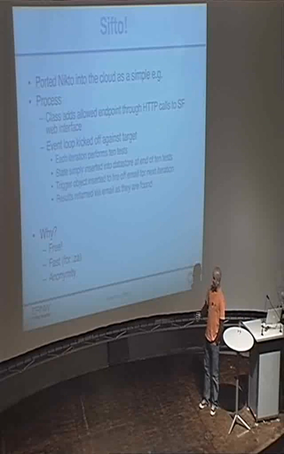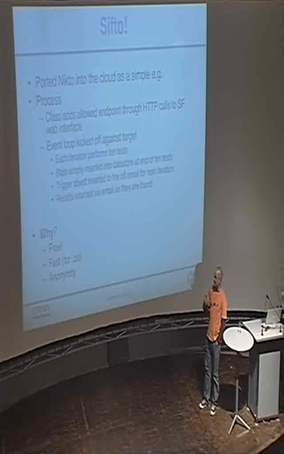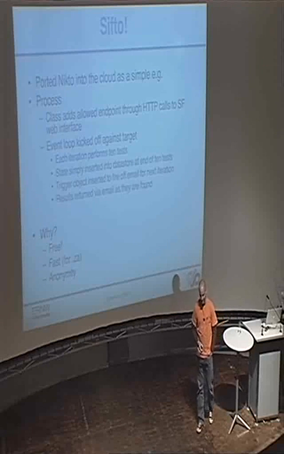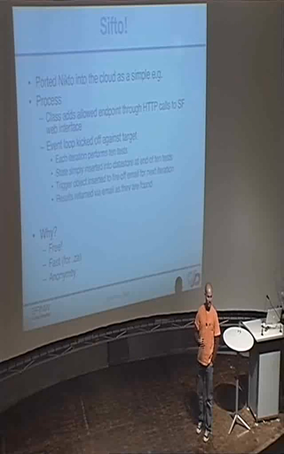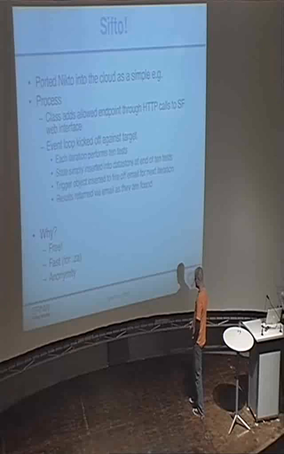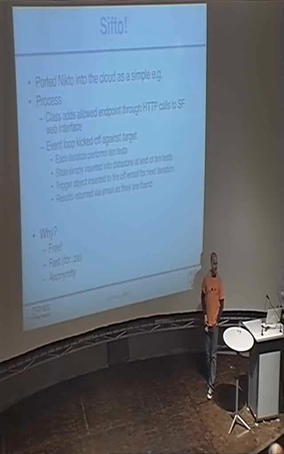And so we kick off this event loop, and in every iteration of the event loop, we take a subset of the test that we want to conduct against the target. We do that, store the data, move through the next cycle. The question is, why do you want to do this?